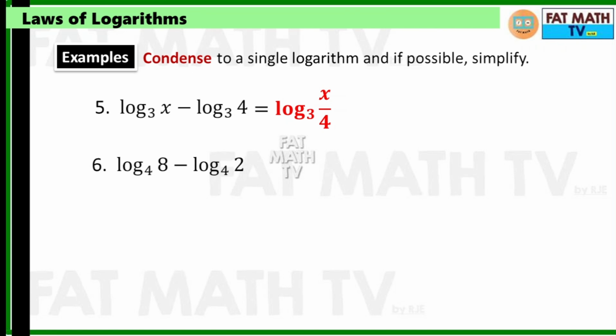Number 2, logarithm of 8 to the base 4 minus logarithm of 2 to the base 4 is logarithm of 8 divided by 2 to the base 4. 8 divided by 2 is 4, so logarithm of 4 to the base 4 is 1.